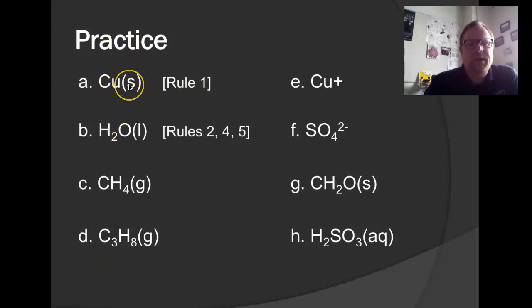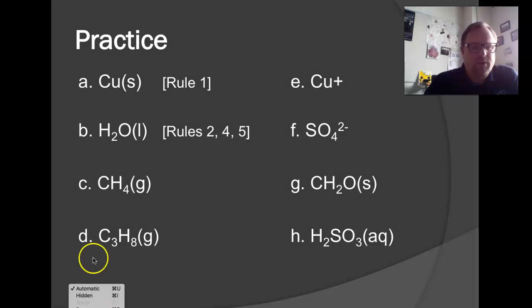So copper, solid by itself, an element all by itself, that's rule number 1. It's going to have an oxidation number of 0. Okay, I don't like that writing tool. We'll go back to the other one. The next one, we said this has an oxidation number of 0 because it's an element all by itself.